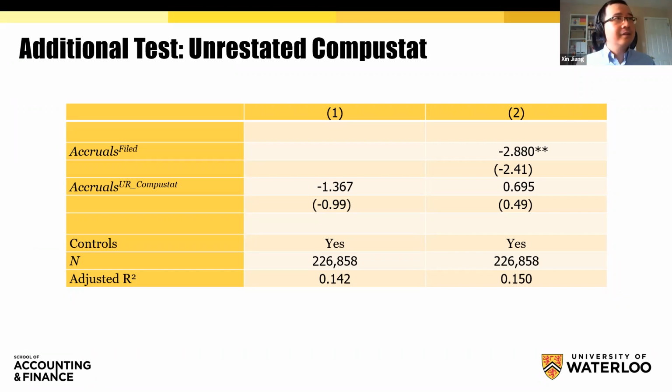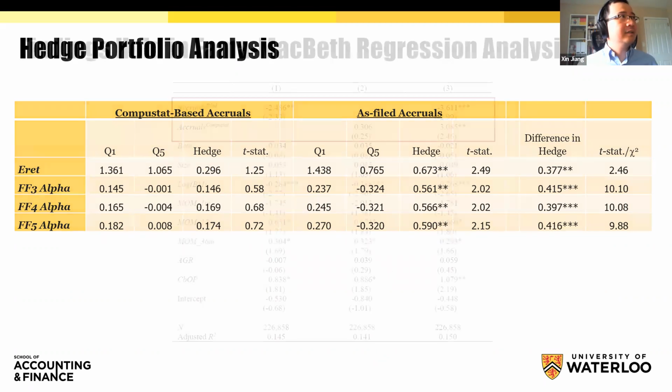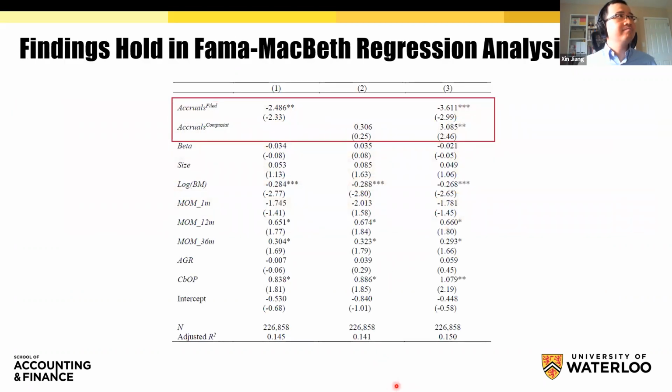Okay, we only have a little bit longer than 10 minutes, so let us quickly go through some tests. We find a similar result in the Fama-MacBeth regression after we control for other well-known return predictors. The coefficient of the XBRL accruals is significantly negative, but the coefficient of CompuStat accruals is positive. Sometimes it even becomes significantly positive.